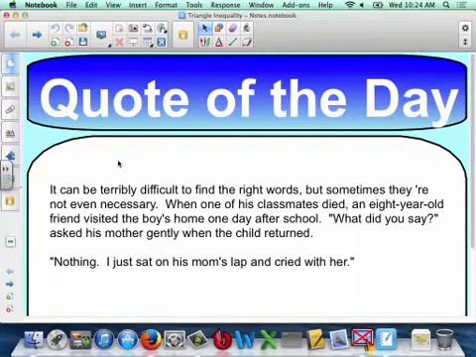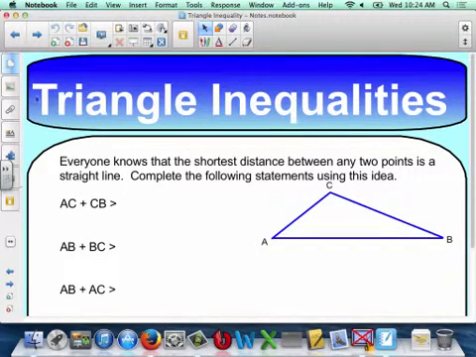So guys, looking at today's lesson with triangle inequalities, we actually have a lot to go over today. Let's go ahead and jump right into it from here.